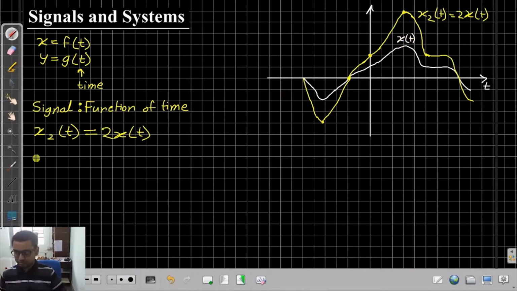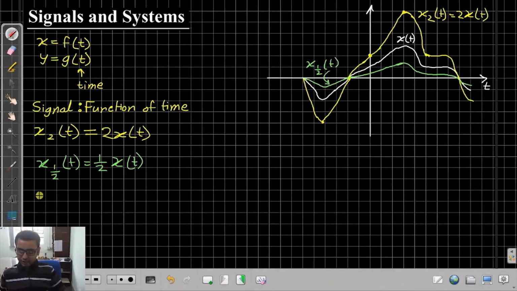Similarly, you may define another graph, call it x half of t, which is same as half times x of t. And how will that look like? Very similar to the original curve, but its height will be halved at each and every instant of time, and thus it looks somewhat like this. This is our x half of t.